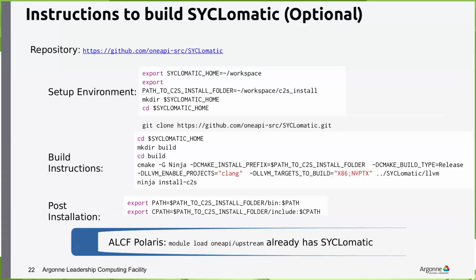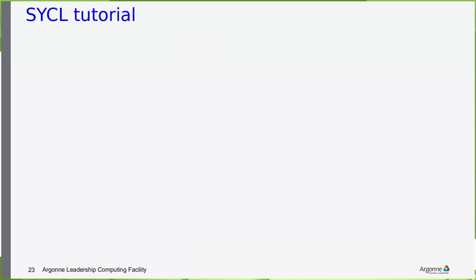These are some of the instructions on how you build SYCLomatic and access the tool. This is just optional. You could do it on your own. The instructions are also on the GitHub page. You should create issues if things are not working as you expect. They're pretty responsive. Let's jump to a SYCL tutorial in the meantime, before we move on with the other aspects. Sure, I can take any questions in the meantime.